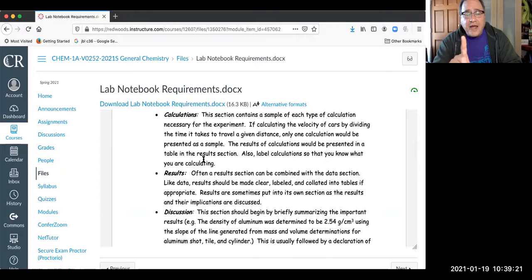So your first lab assignment, the first lab you're going to put in your lab notebook, is the one we're going to do on Thursday, which is measurements. I'll be posting that later today.